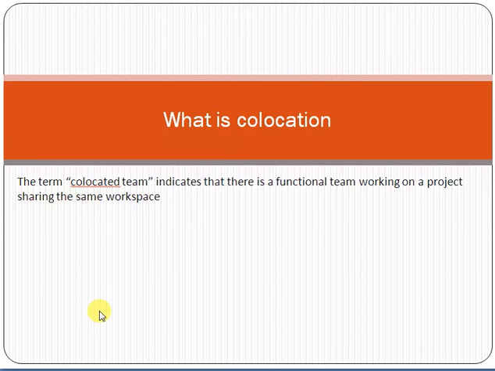Think of this as a large room in which all the core resources are sitting at one place and they are talking with each other, communicating with each other, exchanging their ideas. If you need any information, you can just walk to another person and get the required information. So co-location indicates that there is a functional team working on a project sharing the same workspace, that all the resources are sitting at a single site. This is called the concept of co-location, friends.